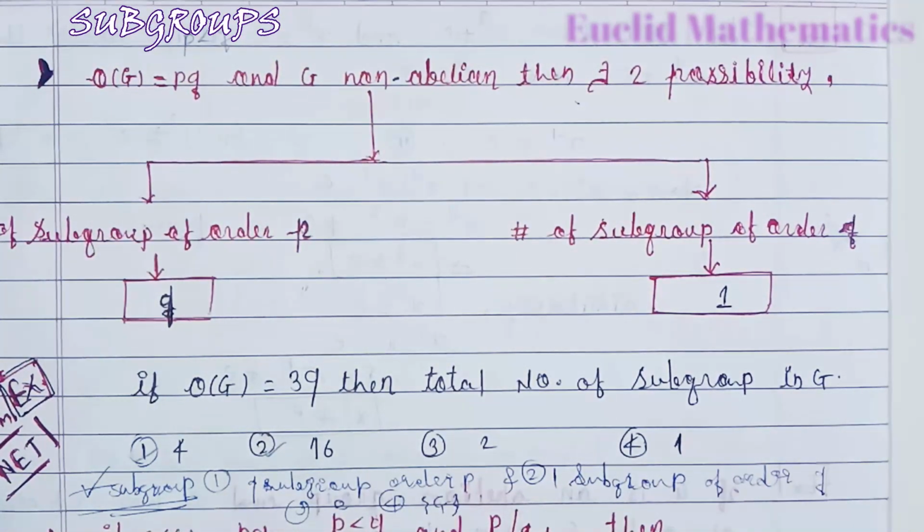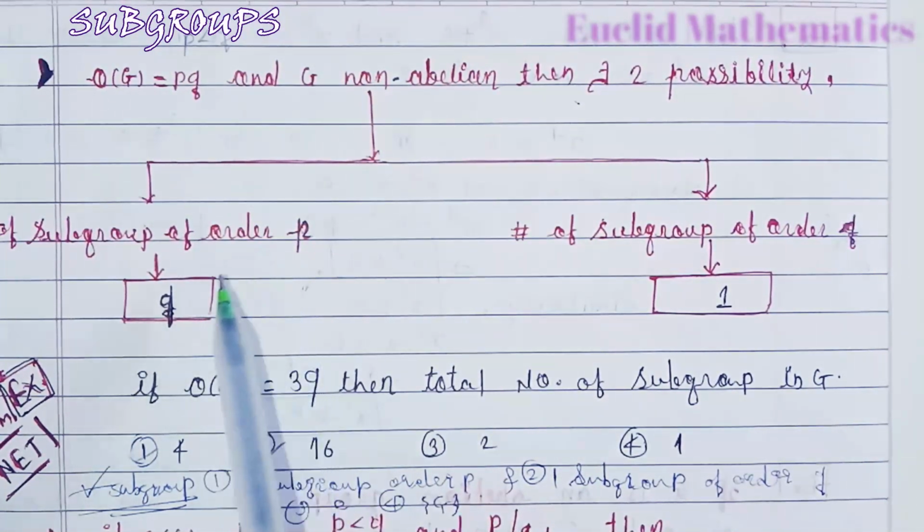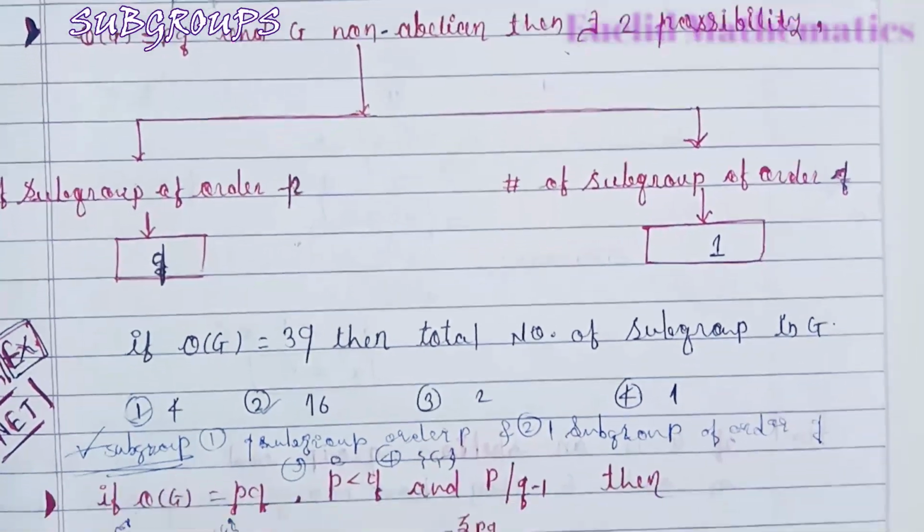By using this property, we can easily say that the number of subgroups of order p is q and the number of subgroups of order q is 1. And we know that the identity subgroup and the group G itself are always subgroups of G. Now let's go to the solution of the example. You can see it here.